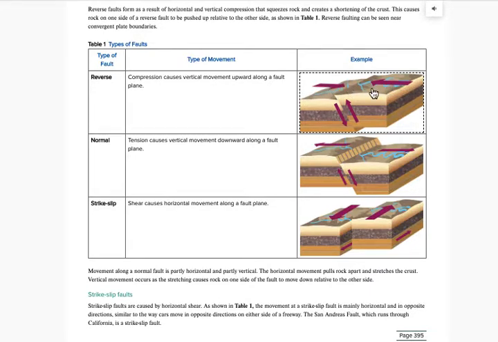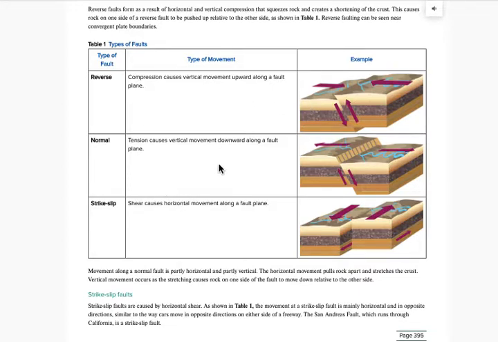They're pushing towards each other. And so one is having to dive down and one is going up, okay? So this is called a reverse fault, where they're reversing kind of over one another. So here it says compression causes vertical movement upward along a fault. It also moves horizontally. So I want you to think of this moving horizontally and vertically towards each other is a reverse fault. So horizontal and vertical movement towards each other.